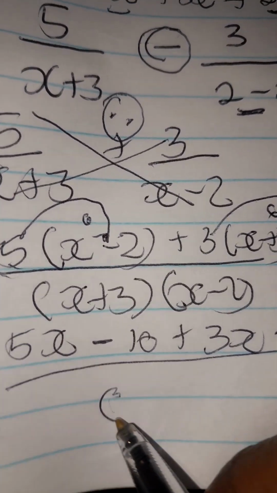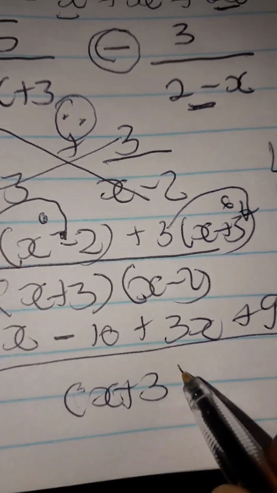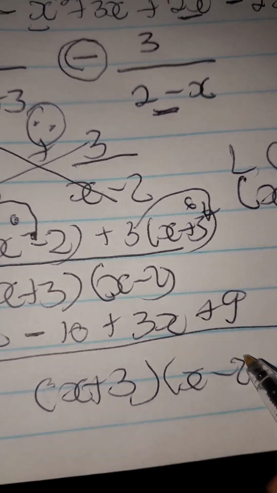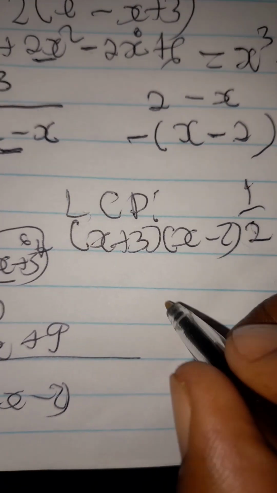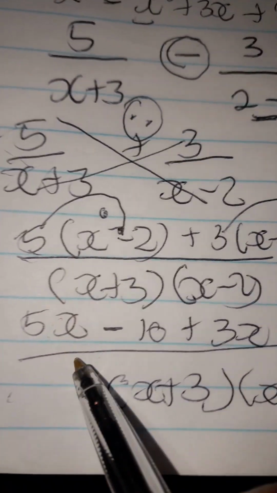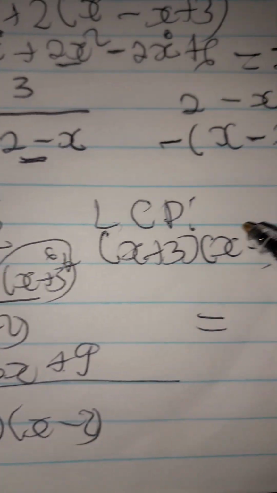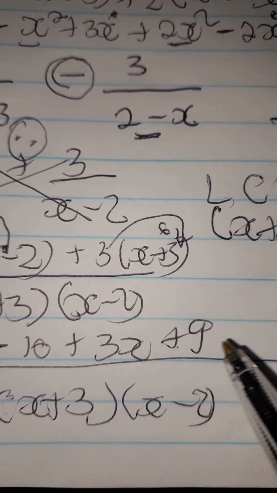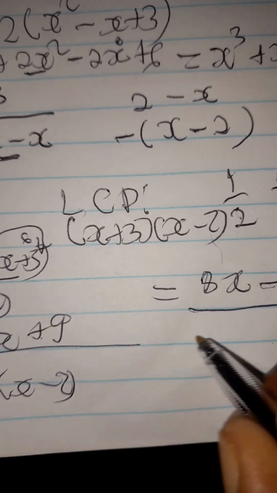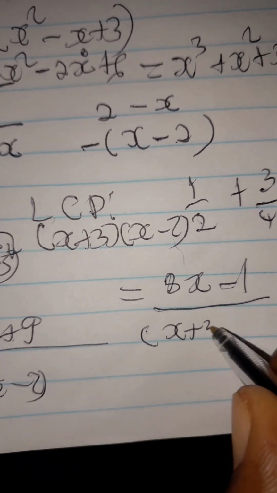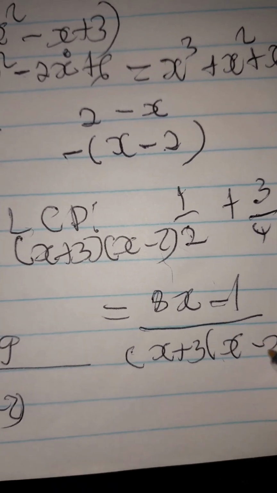Okay, then we have our LCD, x plus 3 as well as x minus 2. We are not done. We need to write the final answer. So let's collect the like terms. 5x plus 3x is 8x. As well as negative 10 plus 9, which is the same as 9 minus 10, which is minus 1, divided by the LCD, which is x plus 3 as well as x minus 2.